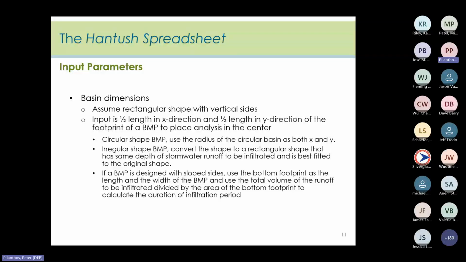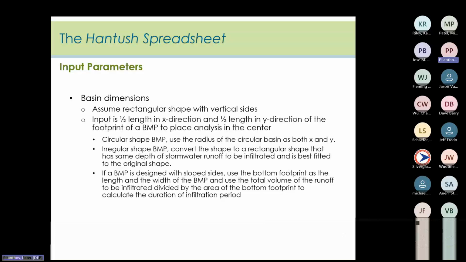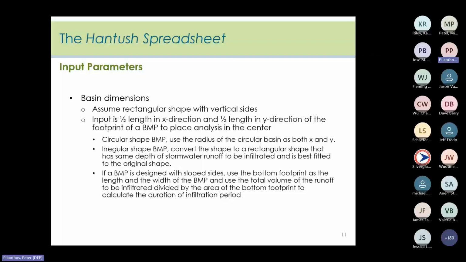The hand-touch spreadsheet assumes that the BMP is rectangular in shape, and the sides of the BMP are vertical. So we use the width and length of the bottom area of the BMP, also called the footprint. But since the mounding is highest at the center of the BMP, for graphing purposes, we use 1/2 of each dimension as the inputs for the length and width, which correspond to the X and Y axes, respectively.